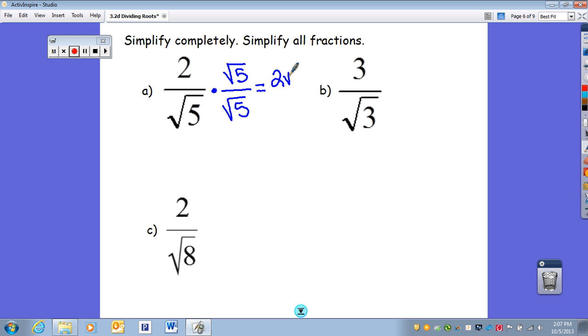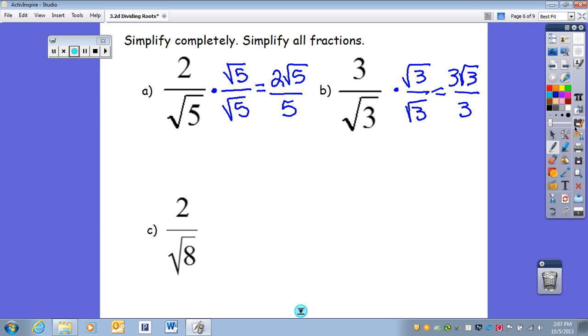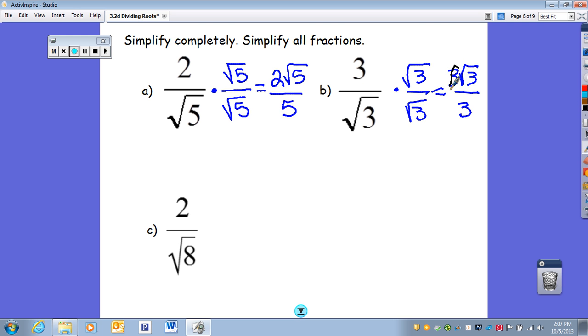2 times the square root of 5 is 2 square roots of 5. And the square root of 5 times the square root of 5 is the square root of 25, which is 5. I'm going to multiply both the numerator and the denominator by the square root of 3. So we have 3 square roots of 3 over the square root of 9, which is 3. But now we need to finish simplifying because both the numerator and the denominator have a 3 that's outside the radical. 3 divided by 3 is 1, so my final answer will be the square root of 3.